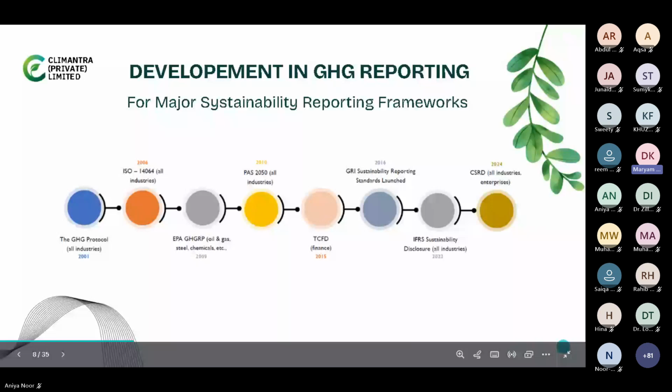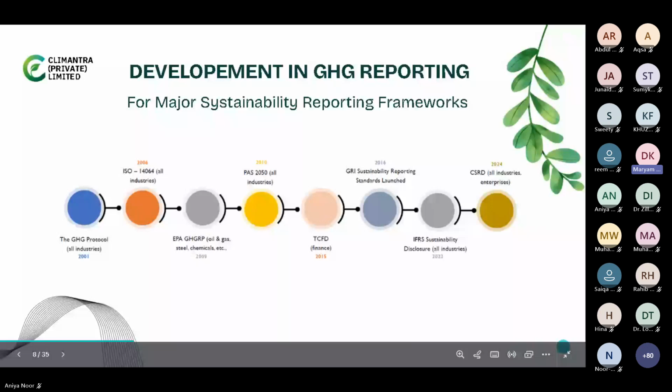Now, major sustainability reporting frameworks. First, the GHG Protocol, as we all know, came in 2001. Then in 2006, there is ISO 14064, and this is for all industries. Then in 2009, the EPA Greenhouse Gas Reporting Program came, and according to this program, major industrial sectors like oil and gas, chemicals, and other industries have to report.